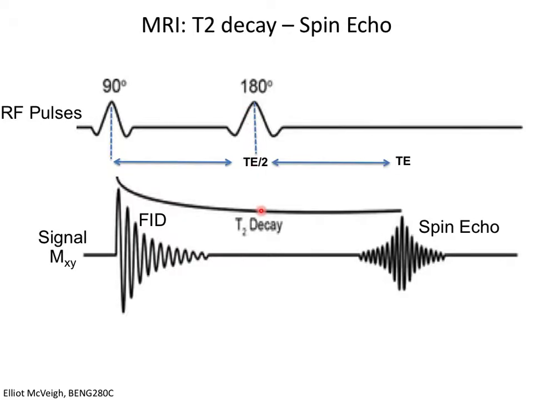And then we can elicit another signal by adding a 180-degree refocusing pulse at TE over 2, and then at TE, we will see the peak of a spin echo. And the decay of the amplitude at T equals 0 down to TE at that peak, that decay envelope goes as T2. That's the relaxation time, T2.